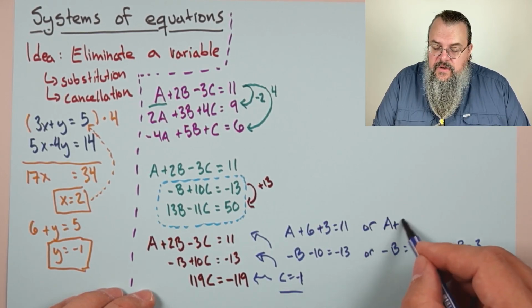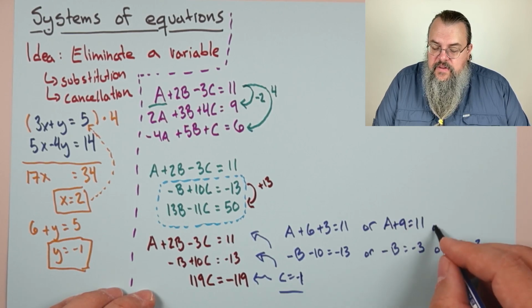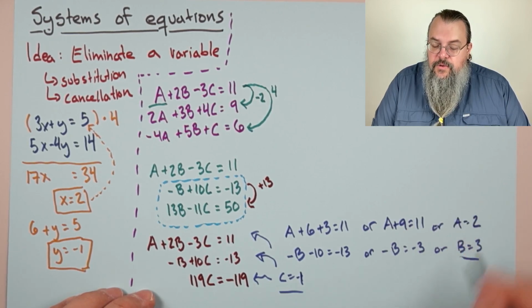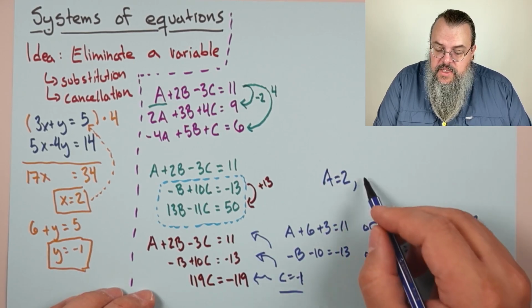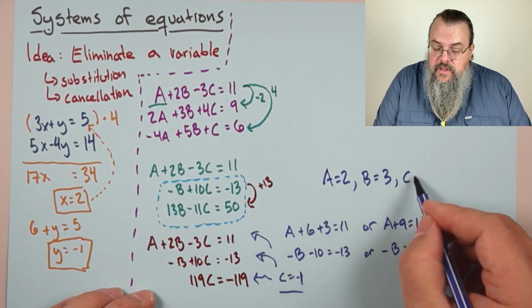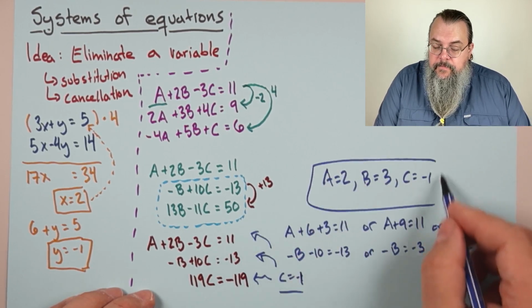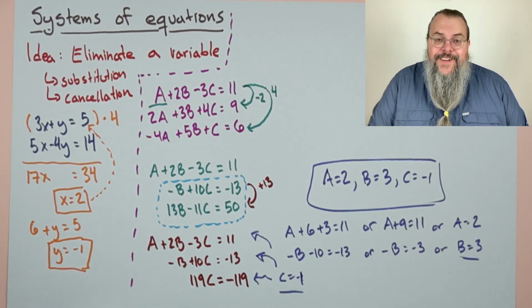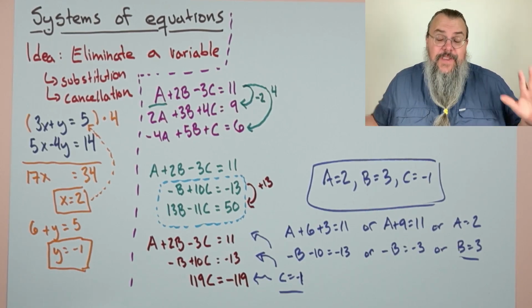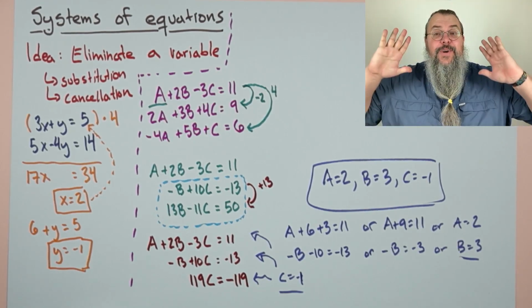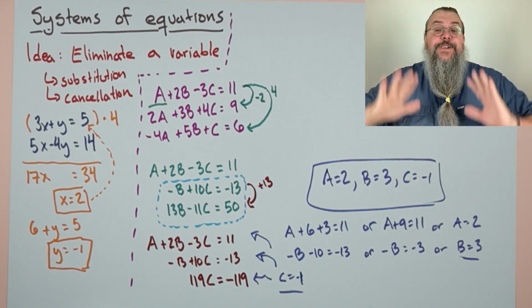So that says that a is 2. And so our answer: a equals 2, b equals 3, c equals negative 1. Done. And that's it.